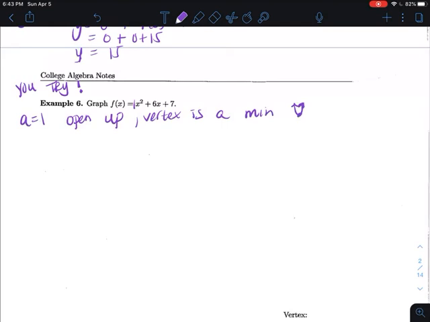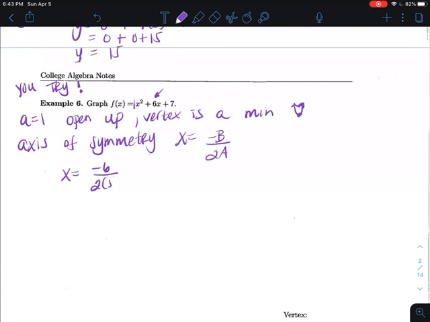The next part is, well, what is the vertex? To get the vertex, you start off with your axis of symmetry. The axis of symmetry formula is x equals the opposite of b over 2a. So to find my axis of symmetry, x equals the opposite of b. In this case, b is 6, so this would be negative 6 over 2 times the a value, which is 1. So negative 6 over 2, which equals negative 3. So my axis of symmetry is the equation x equals negative 3.